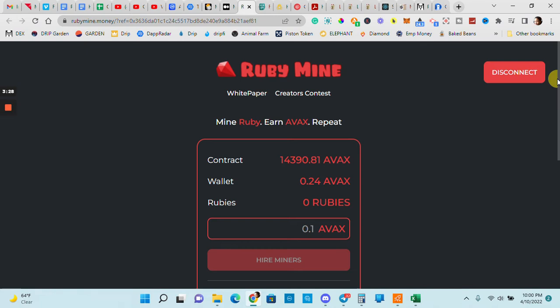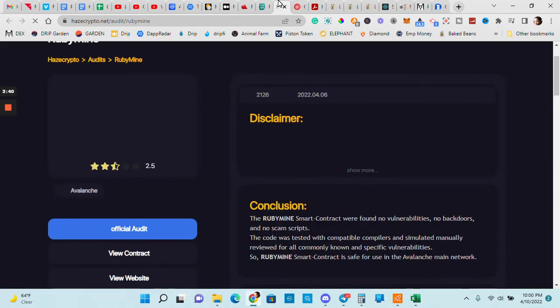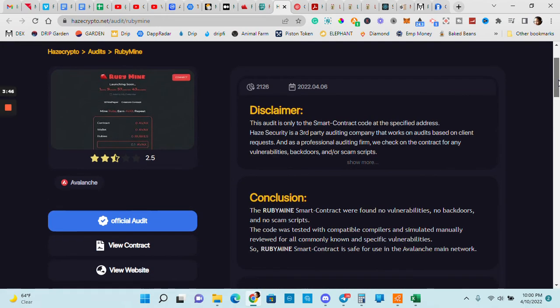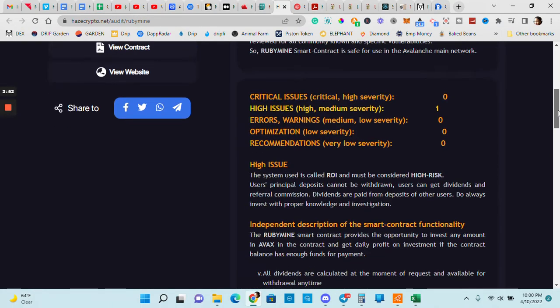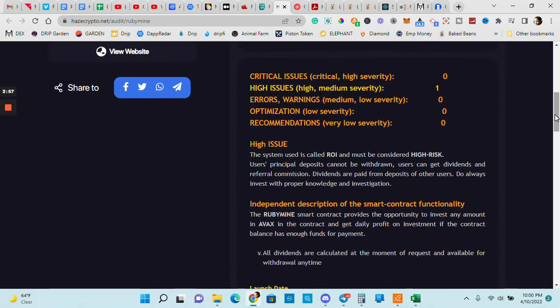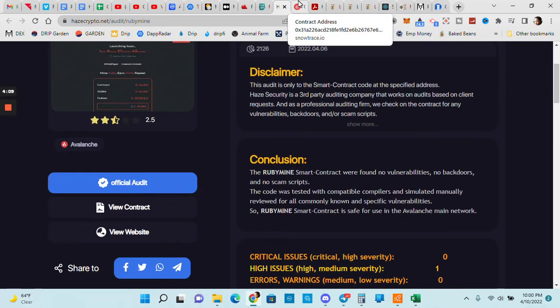One of the things that was also pointed out about that rice miner is that they were audited by an unknown or unfamiliar company. Most of us in this DeFi spectrum have at least heard of this company, Haze Crypto, and that's what Ruby mine has used. Feel free to come in here and read over the audit report. It tells you the high issue is basically that the ROI is high, so that's high risk. But take a little time, look through it, and do your research.